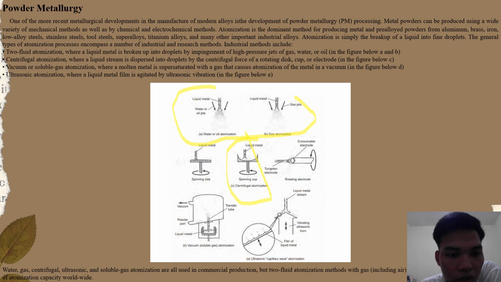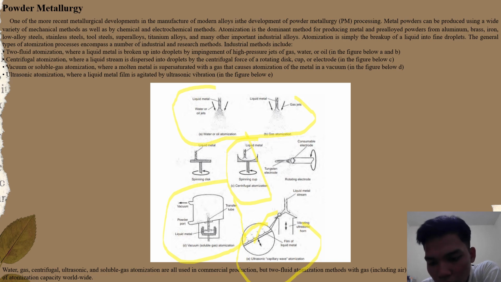Vacuum or soluble gas atomization, where molten metal is supersaturated with gas that causes atomization of the metal in vacuum, in the figure below D. Ultrasonic atomization, where a liquid metal film is activated by ultrasonic vibration, in the figure below. Water gas, centrifugal, ultrasonic, and solid gas atomization are also used in commercial production, but two-fluid atomization methods with gas, including air or water, account for more than 95% of atomization capacity worldwide.